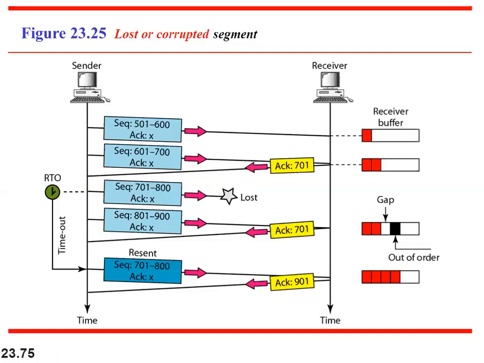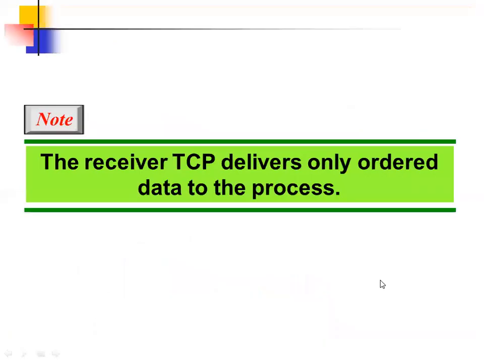Remember that TCP, whatever segment it is receiving successfully, it will be storing in the buffer, but it will not be delivering it to the receiving process. It will store it here until it receives the lost segments.